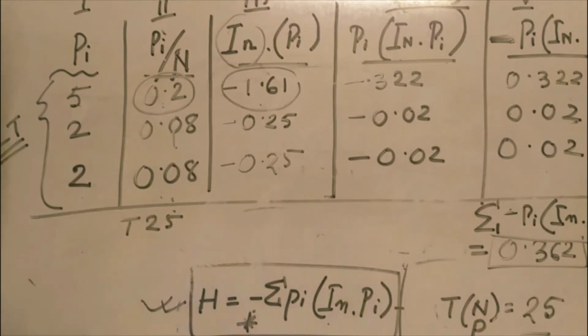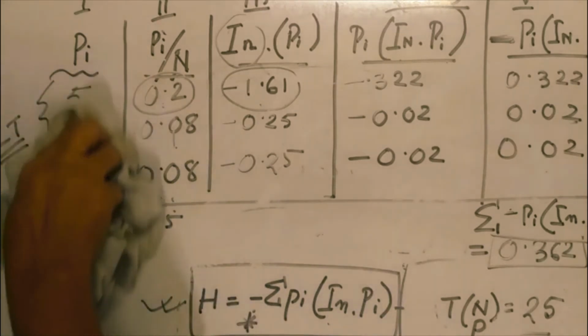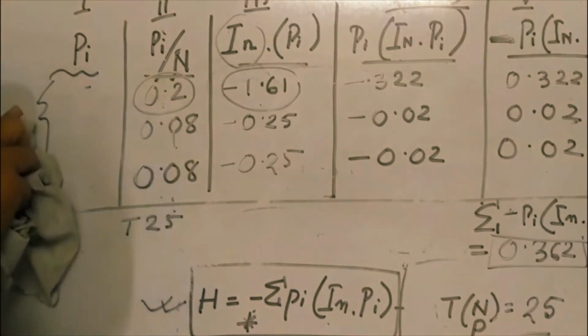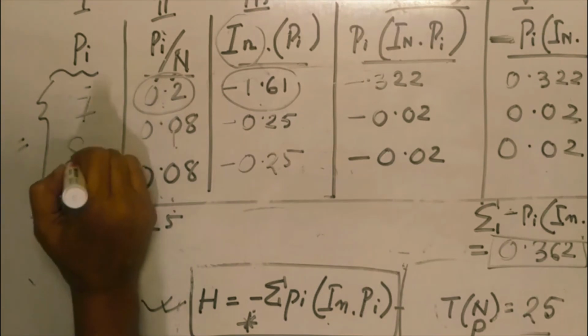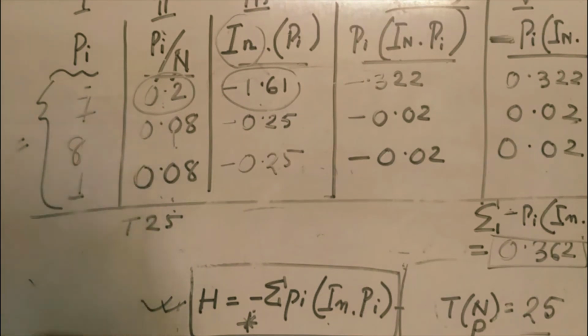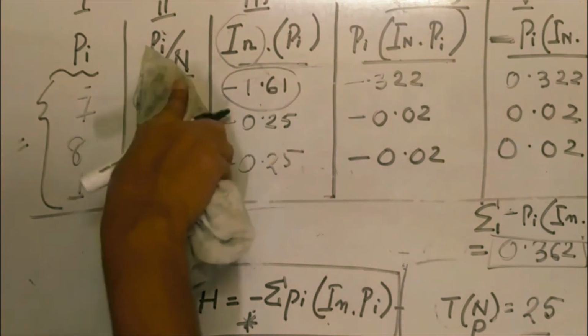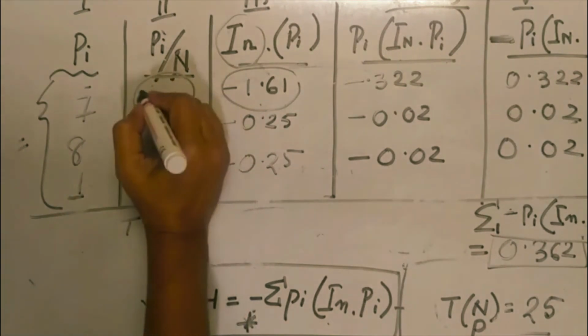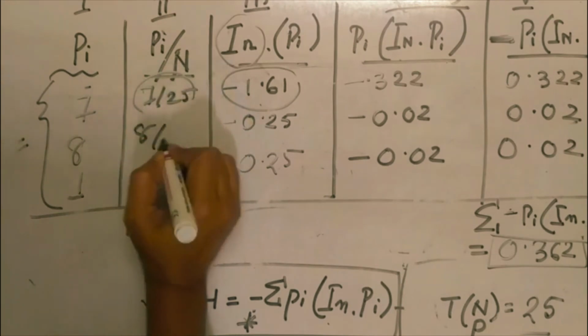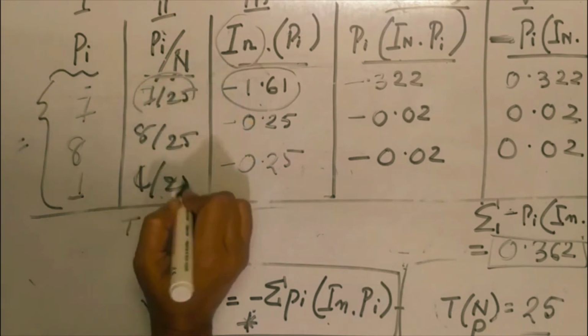And similarly, you have to do all these things for the case of the pine tree. Suppose the number of pine trees is 7, 8 and 1. And you have to go for the Pi. Pi is the individual divided by total: 7 divided by 25, 8 divided by 25, 1 divided by 25.